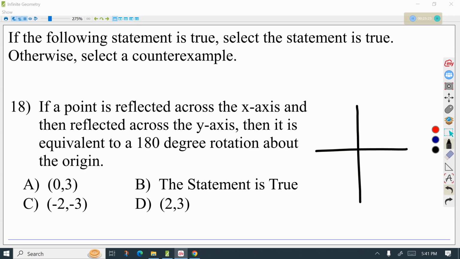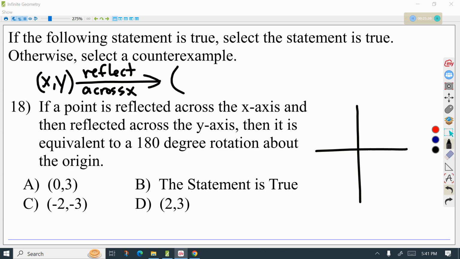Think about it. If I take a point and reflect it across the x-axis, what does that mean? Well, we've seen this, right? If I take a point and reflect it across the x-axis, this right here, reflect across x, this is something that you would have written on the back page of your notes if you were in class.